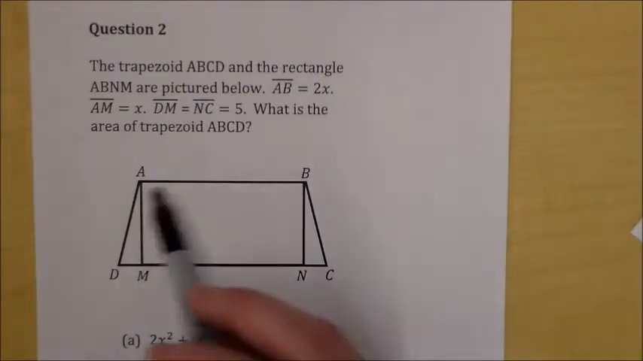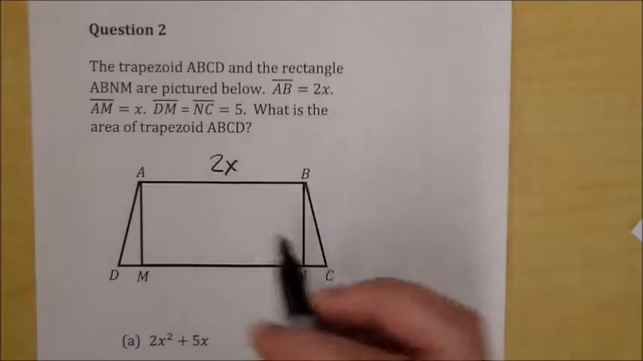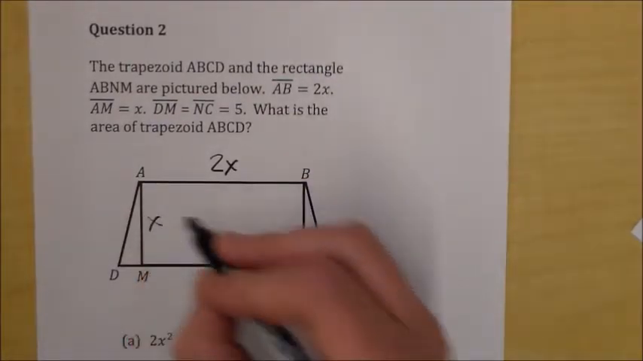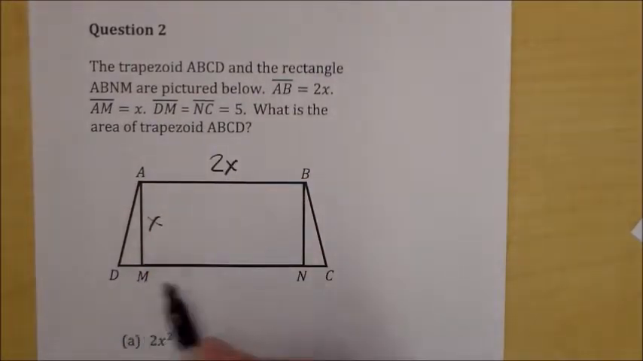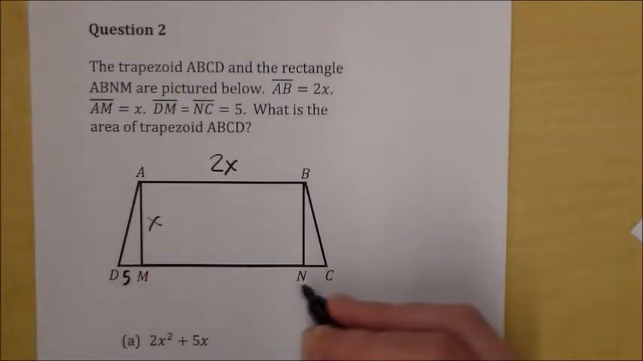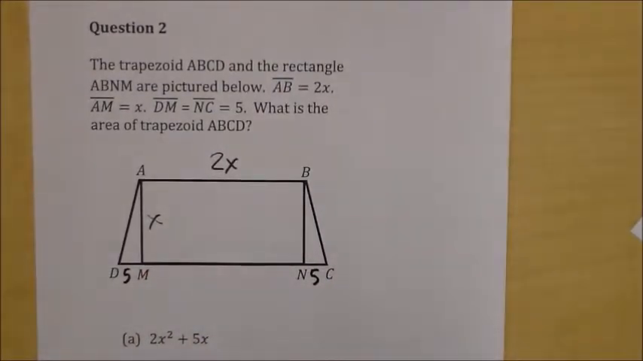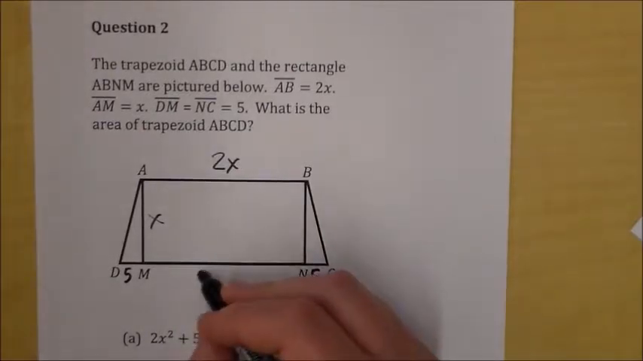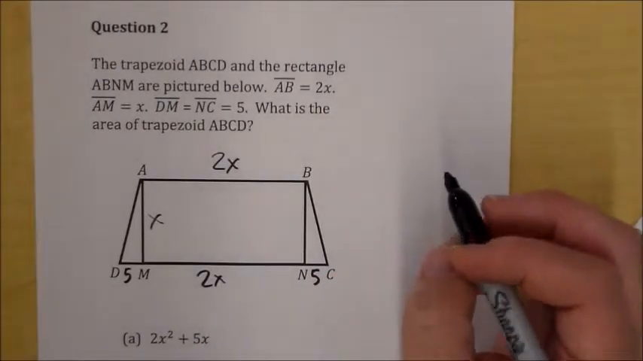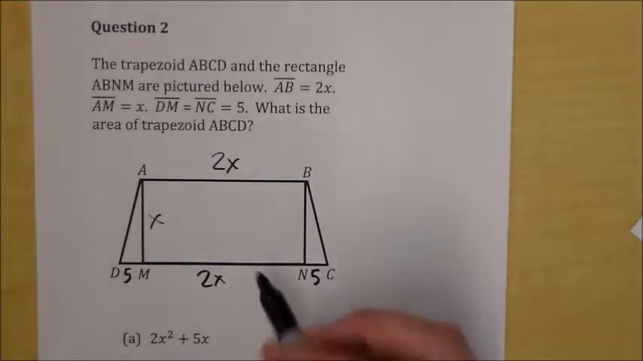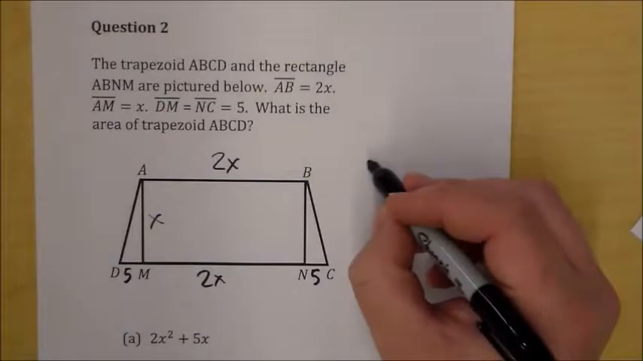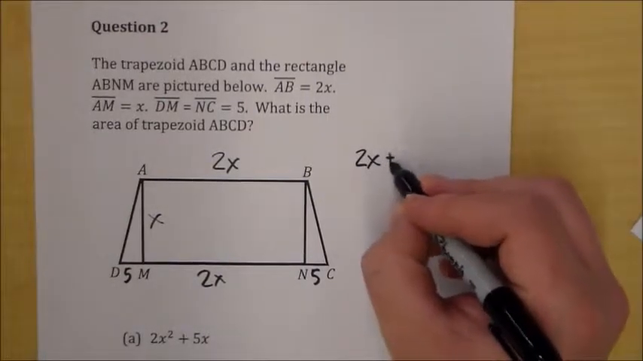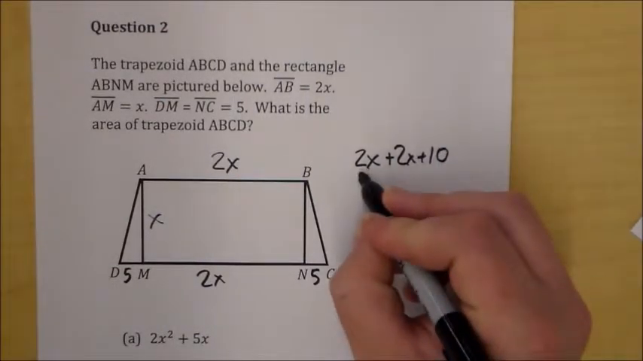Question 2. The trapezoid ABCD and the rectangle ABNM are pictured below. AB is equal to 2x. AM is equal to x. DM equals NC, they both equal 5. What is the area of trapezoid ABCD? Okay, so the formula for area of a trapezoid, if you will recall, is the average of the two lengths times the height. So we would have 2x plus 2x plus 10, divided by 2, right?